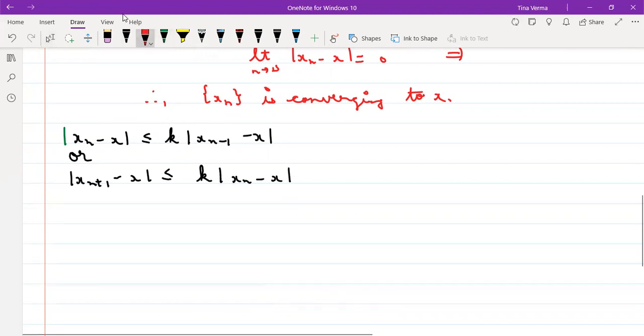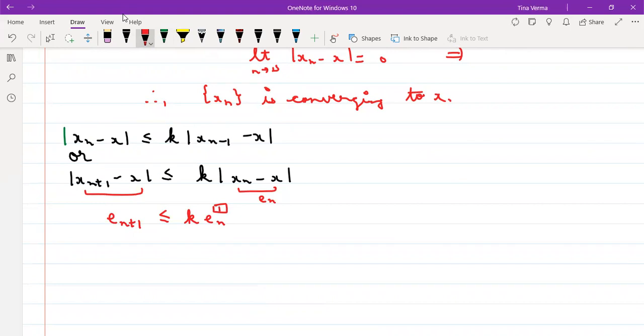So जब हमने किया था ऑर्डर ऑफ कन्वर्जेंस, मैंने इसको क्या बोला था, en plus 1, so this is your e(n+1) less than or equal to k times e(n), this is your error at nth iteration, और यहाँ पे आपकी en की पावर कितनी आ रही है, 1, and this k, जो वहां पे c हमने कंसीडर किया था, that is already given that it is less than 1, that means the fixed point iteration method converges linearly. Is it clear? Yes or no?